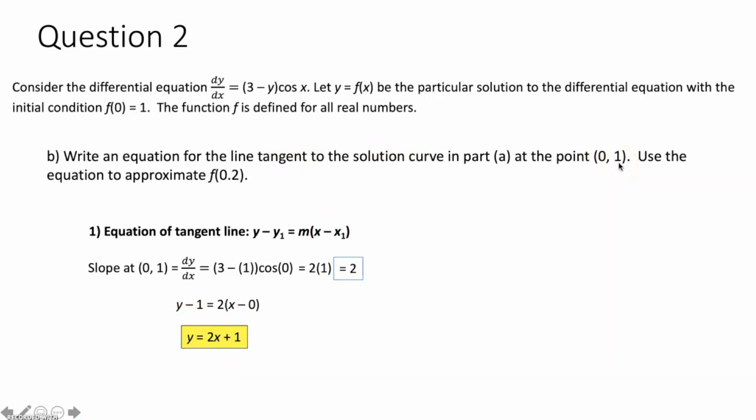Now we need to answer the second part of the question, which is to use this equation to approximate f of 0.2. So all we have to do is take 0.2, plug it in for x in that tangent line equation that we created, simplify, and we end up getting 1.4. That would be the tangent line approximation of f of 0.2.